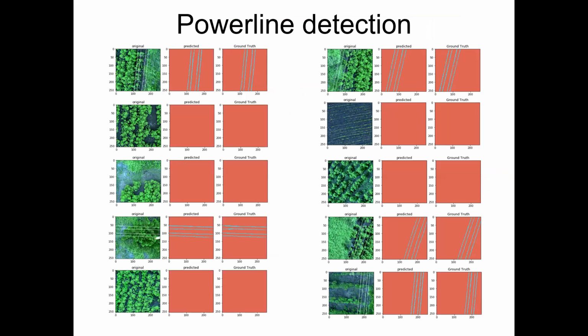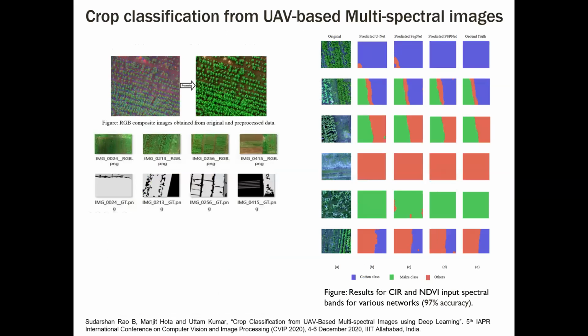And these are some snapshots of various scenarios where we have mixed tables with green vegetation as a background. And in some scenes, there are no tables at all. And so we have the first column as the original scene, the middle one as predicted, and the third one is the ground truth.